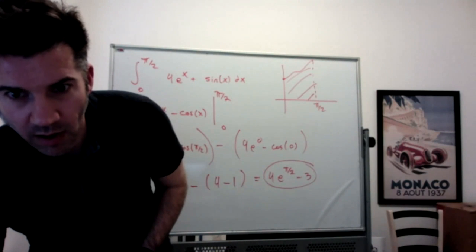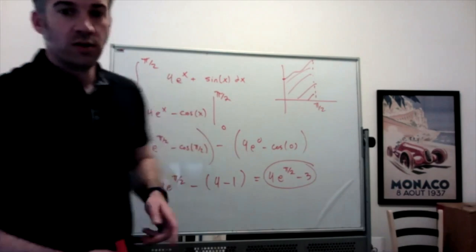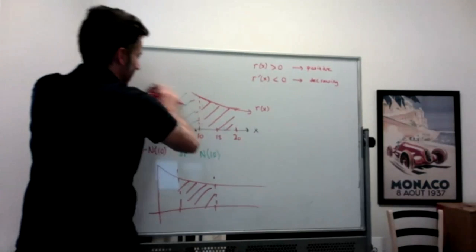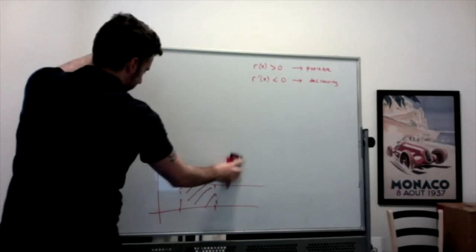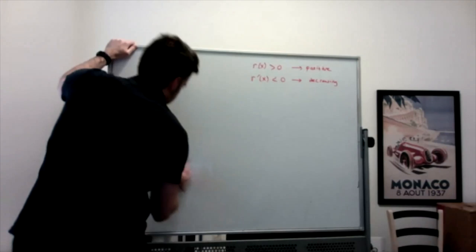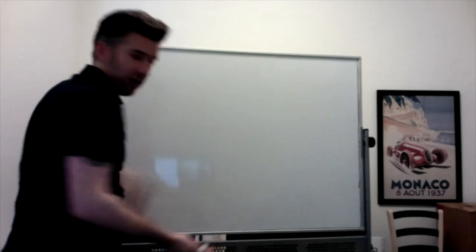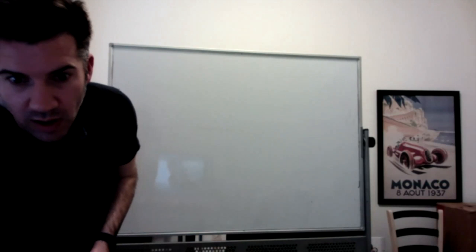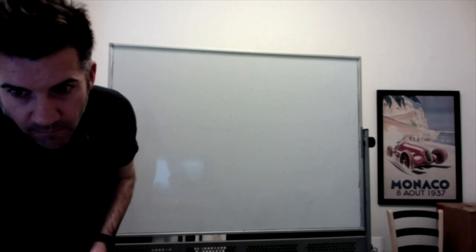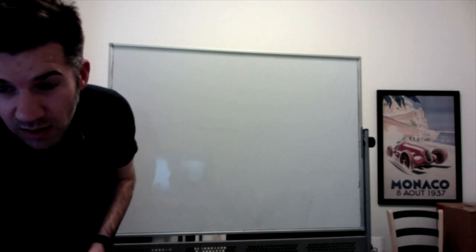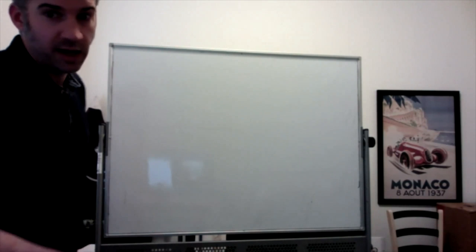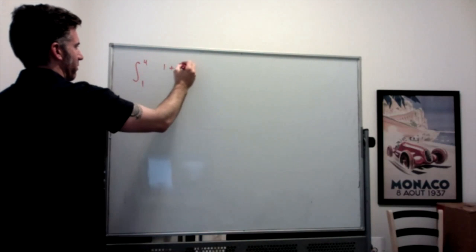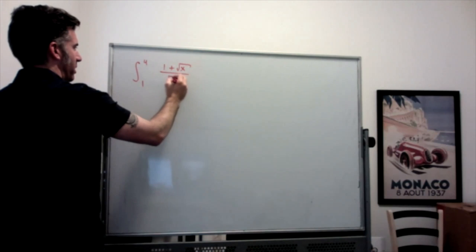Let's go ahead and look at a few more things. So a lot of our rules for anti-differentiation are still very much in play. So if I wanted to find, say, the integral from 1 to 4 of 1 plus the square root of x over the square root of x.